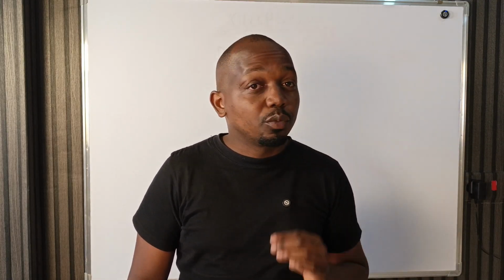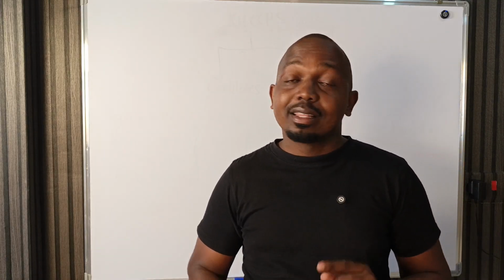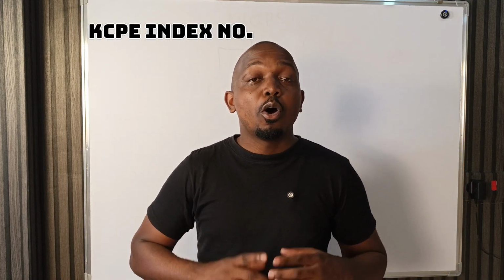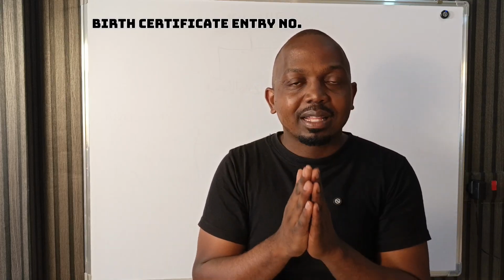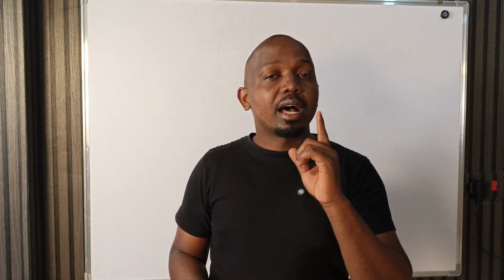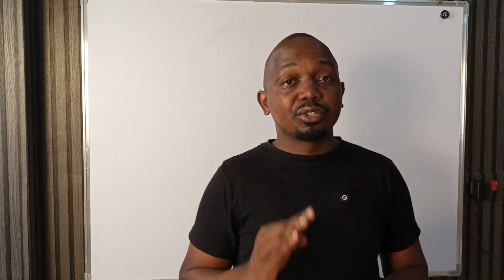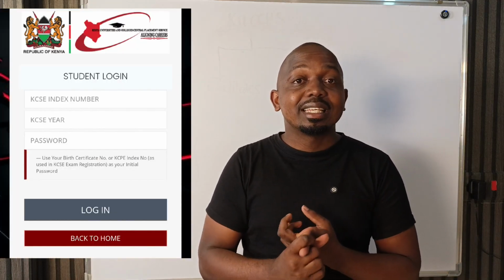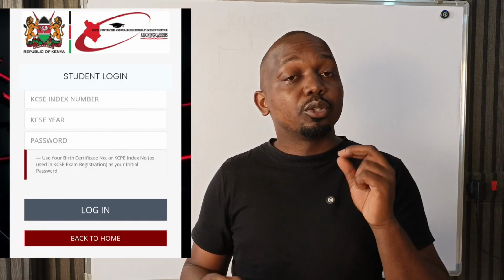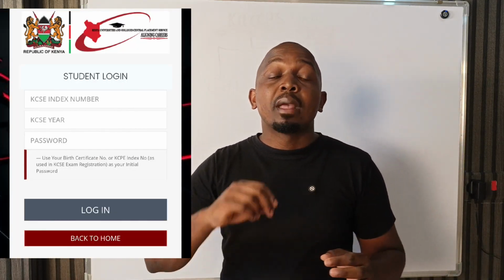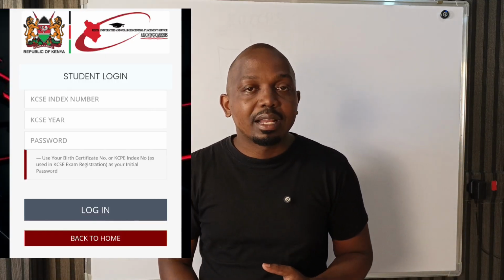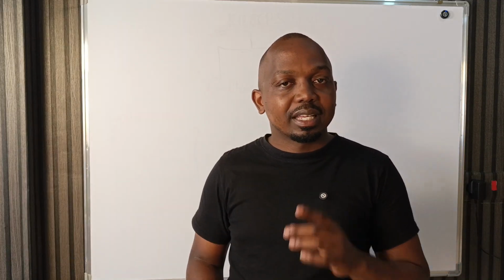Now it will ask you for a password. For the password, there are two options: either the KCPE index number or your birth certificate number. That is the entry number on your birth certificate. It's on the far left, right? So those three things are extremely important: your KCSE index number, the year in which you sat for the KCSE, and the KCPE index number or your birth certificate entry number.